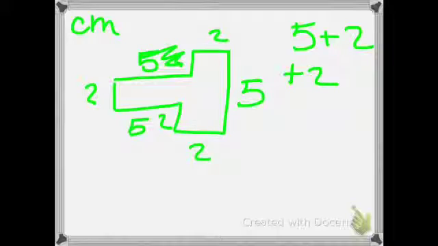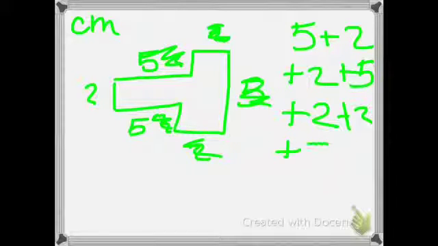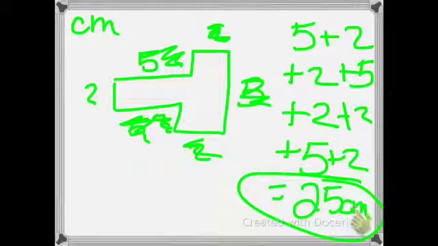Okay, so I added up that 2 plus 5 plus 2. So I got the 5, I got this 2, I got this 2, plus 2, plus 5, plus 2, equals 25 centimeters. And that's my answer.